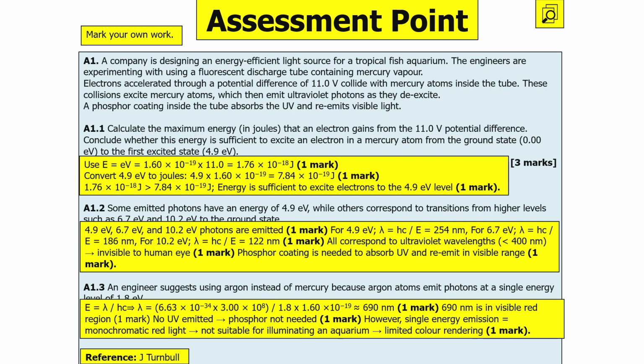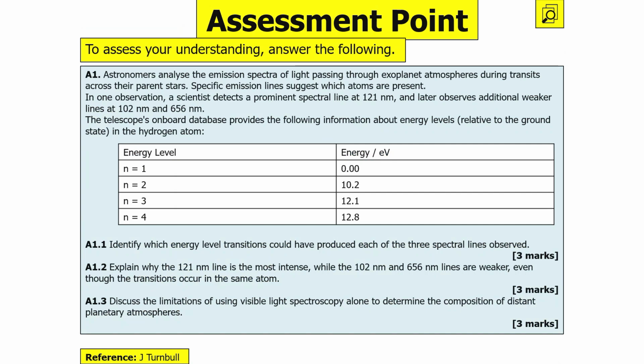an aquarium. Astronomers analysed the emission spectra of light passing through exoplanet atmospheres during transits across their parent stars. Specific emission lines suggest which atoms are present. In one observation, a scientist detects a prominent spectral line at 121 nanometers and later observes additional weaker lines at 102 nanometers and 656 nanometers.